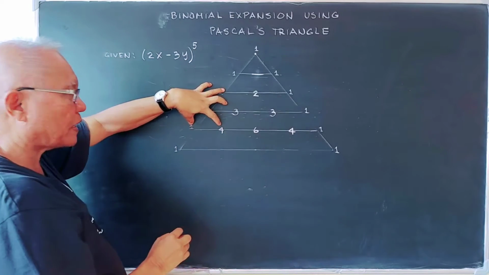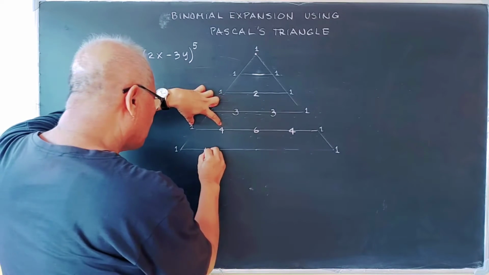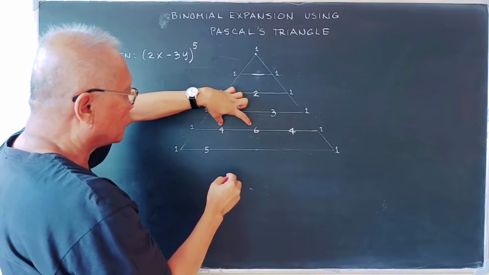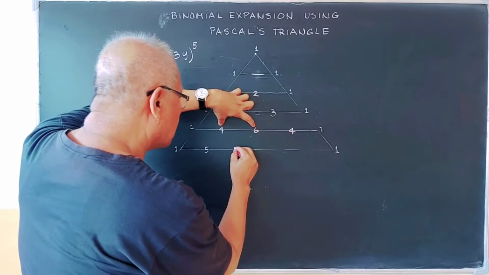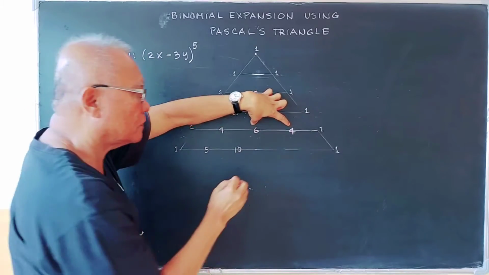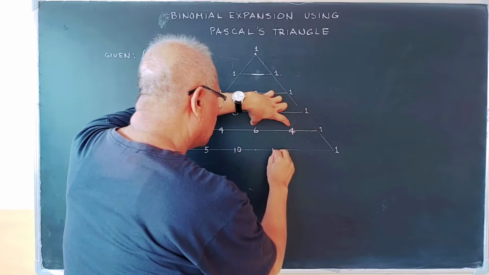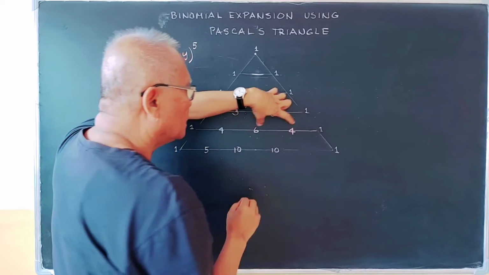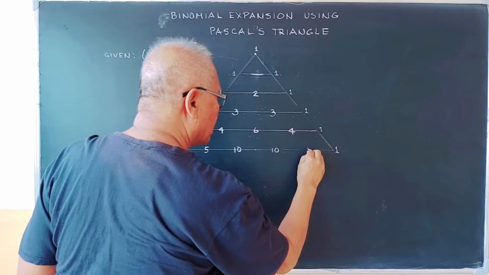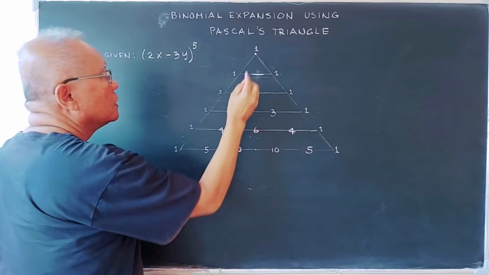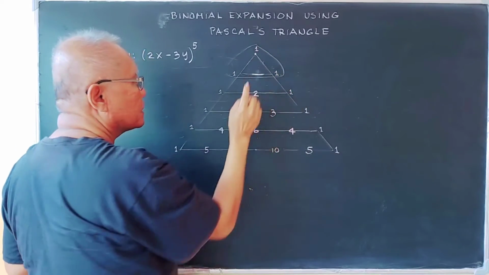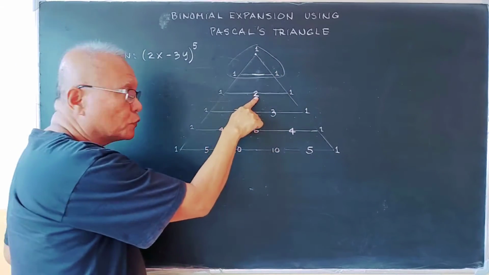This one is 1 plus 4 is 5, here in between, directly below. 4 plus 6 is 10, so 10 is here. 6 plus 4 is again 10. And then 4 plus 1 is equal to 5 here. This triangle here, the 1, 1, and 1, is not used. We start from the 2.